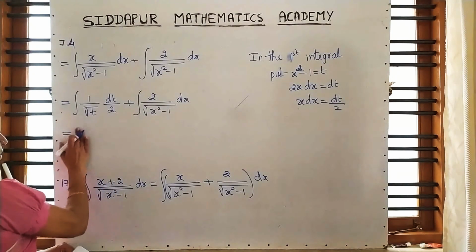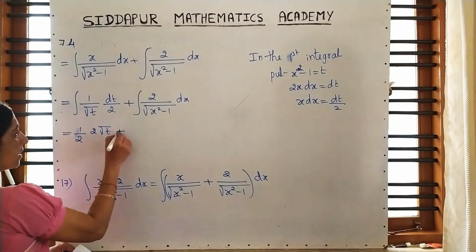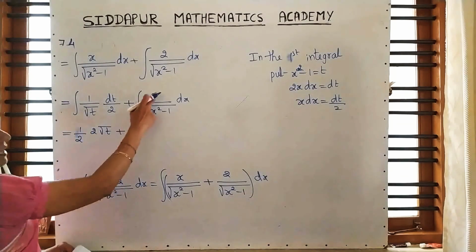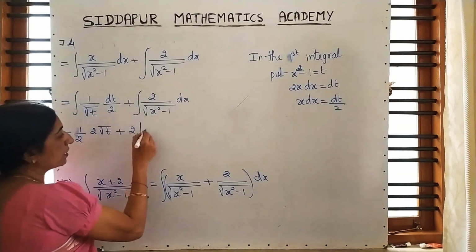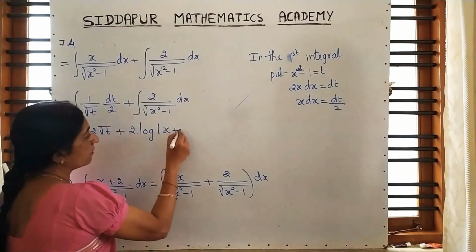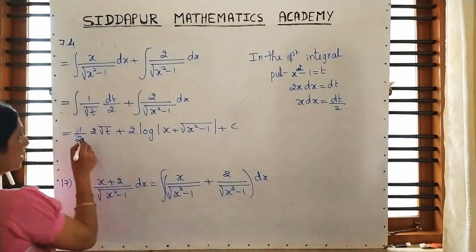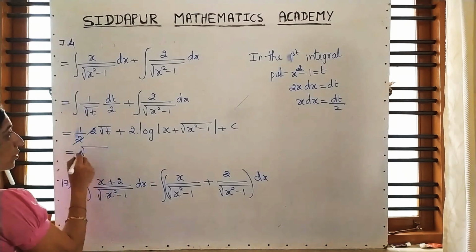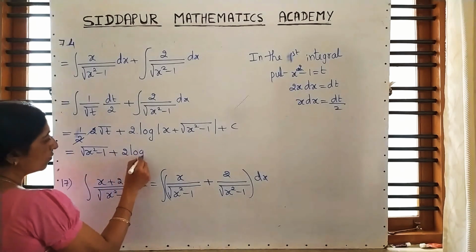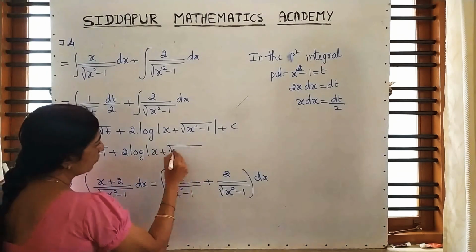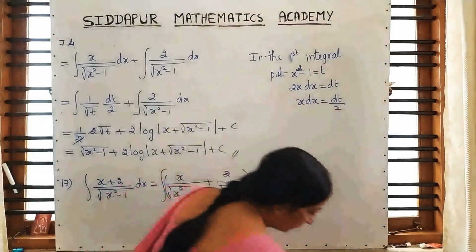The constant 1 by 2, write it outside. Integration of 1 by root t is 2 root t, plus 2 as it is. It is a standard formula: 1 upon root of (x² − a²) is log of x plus root of (x² − a²) plus c. Here the 2 cancels, and write down the t value. t is x² − 1, so the answer is root of (x² − 1) plus 2 log of (x + root of (x² − 1)) plus c.